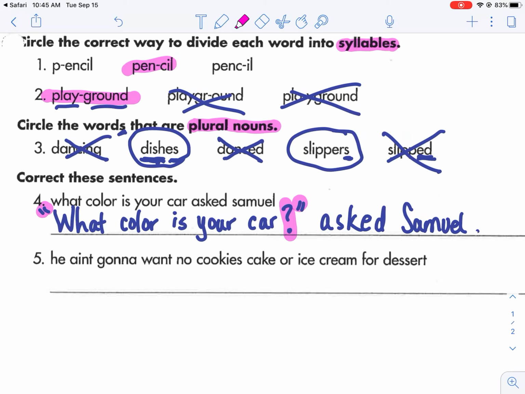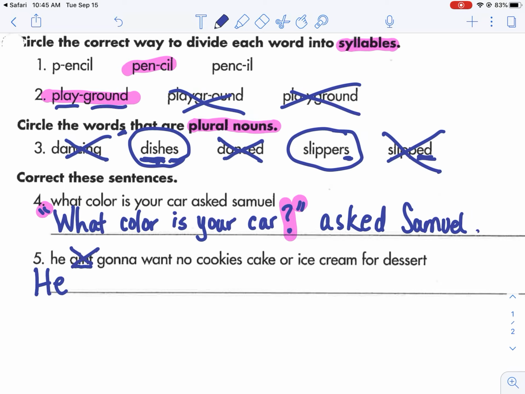All right, number 5 is filled with so many mistakes. It says, He ain't gonna want no cookies, cake, or ice cream for dessert. Woo! We need to fix this. People do speak this way, but it's very, very wrong. We want to start with our capital letter. And ain't, ooh, that is a bad word.